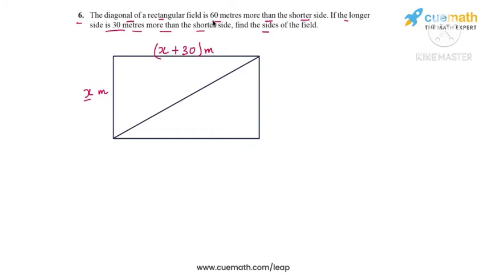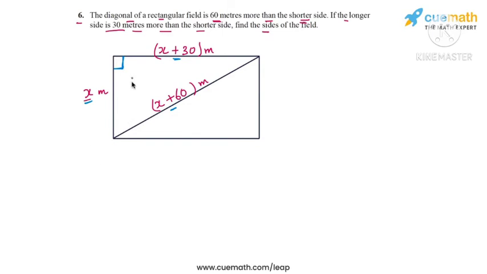So the shorter side is x meters, the longer side is x plus 30 meters, and we are also told that the diagonal is 60 meters more than the shorter side. So the diagonal should be x plus 60 meters. And now we have this right angled triangle where the dimensions are x and x plus 30 for the two legs and x plus 60 for the hypotenuse. So now these three lengths should satisfy the Pythagoras theorem, and that is how we get an equation in x.